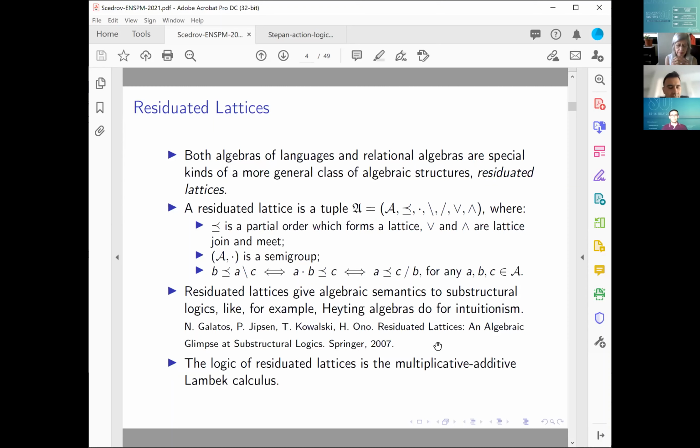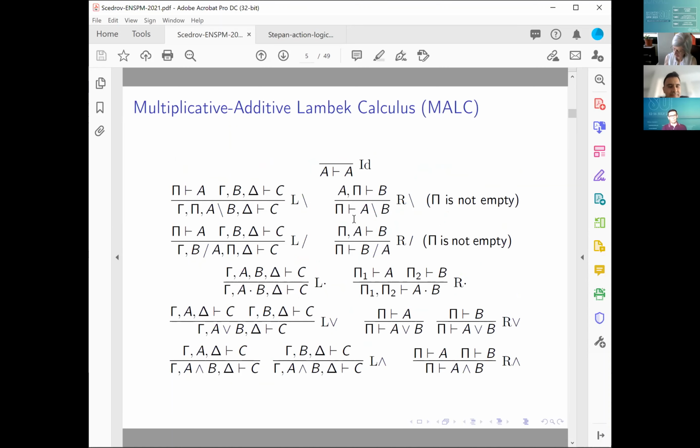And so from this point of view, what we are going to be doing is the logic of residuated lattices, okay? What is this? Exactly the multiplicative additive Lambek calculus. So what is it? Here are the rules. Christina mentioned that, in some ways, consequence relation can be introduced semantically, which we just did, or syntactically in terms of a calculus. Here's the calculus.